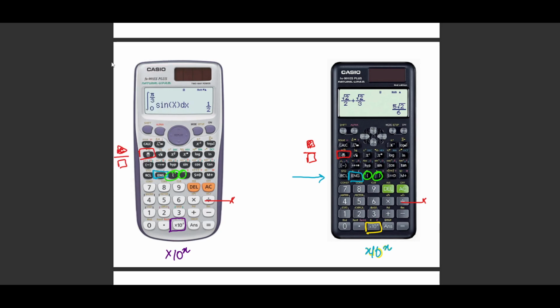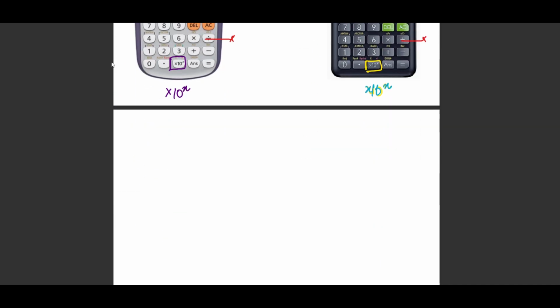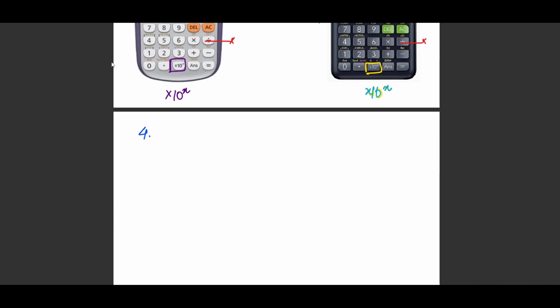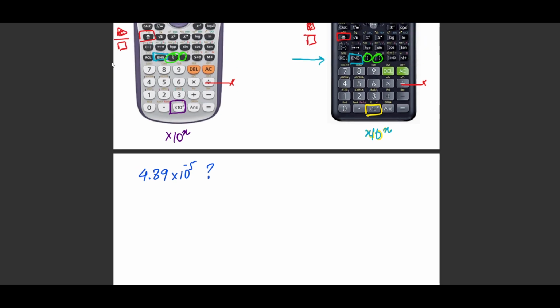Now let's see how we are going to use these buttons to our advantage. Let's say you had to put in 4.89 into 10 raised to power minus 5. How would you put this number into the calculator? I'm just going to choose this one for the discussion, but you can do this for both of them.